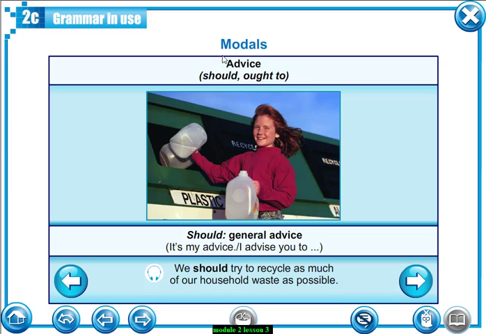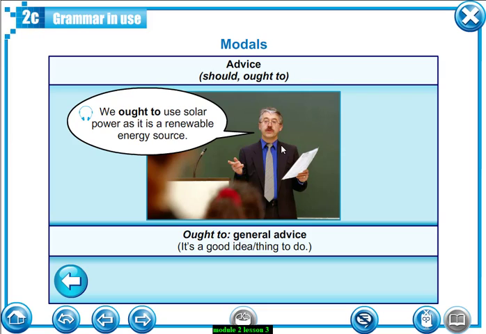Okay, as we said, to express advice we use should or ought to. Next, ought to, we use it to give general advice too, and we can use it's a good idea or a good thing to do. For example, we ought to use solar power as it's a renewable energy source. Here we use ought to for giving advice too.